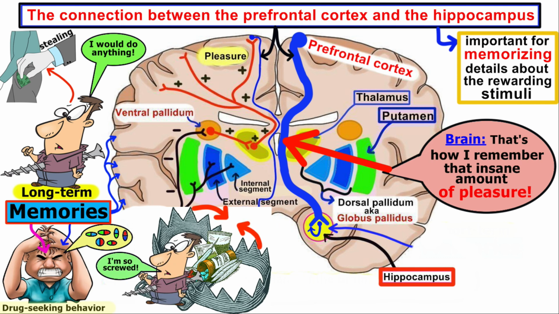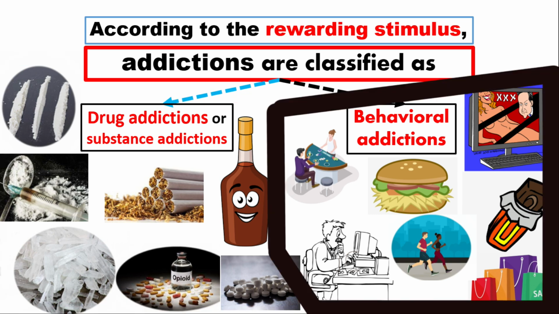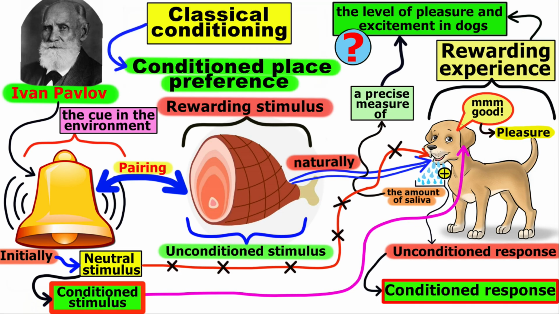The same mechanism goes for any other drug addictions and behavioral addictions. Of course, doing cocaine is much more addictive than watching Netflix. Still, both activities are addictive. Another example of classical conditioning used in research is conditioned place preference. If we were to compare Pavlov's dog experiment to the conditioned place preference, we would observe the following.